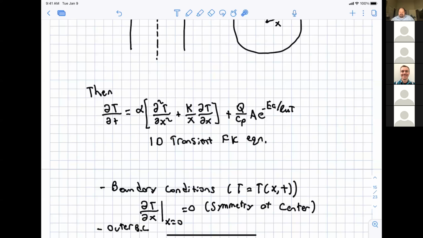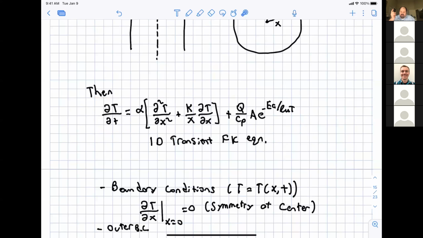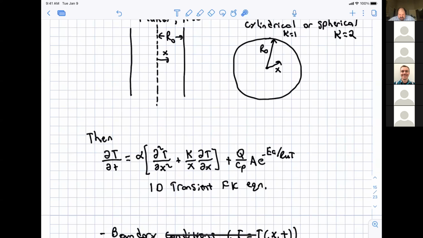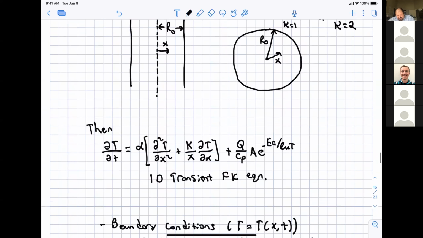We want to solve this equation and see whether our system is going to blow up. This is a partial differential equation and it's transient, so we need boundary conditions. Because we have a second derivative of temperature, we're going to need 2 boundary conditions. In the classic Frank-Kamenetsky solution, he uses a constant wall temperature, a fixed wall temperature at the outer radius.